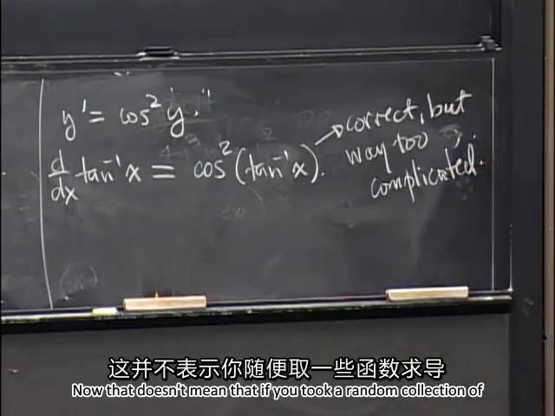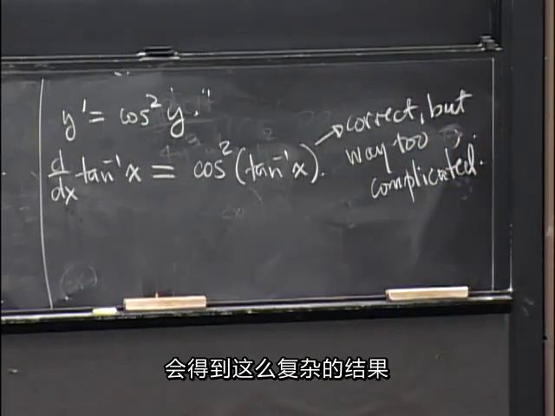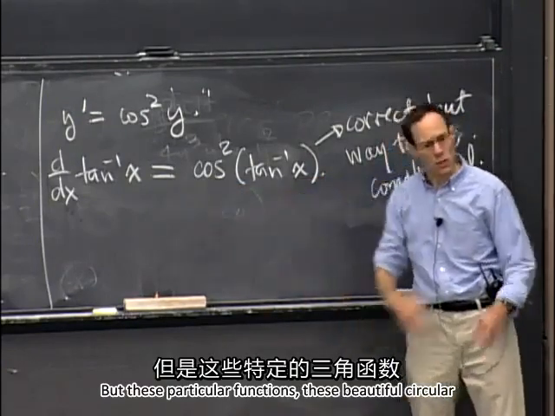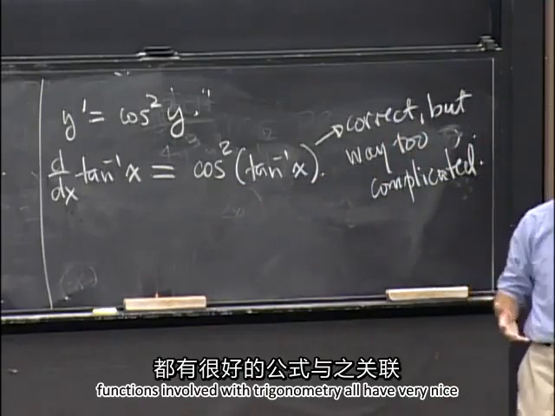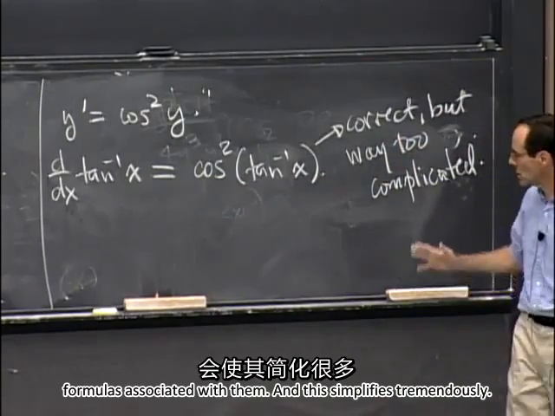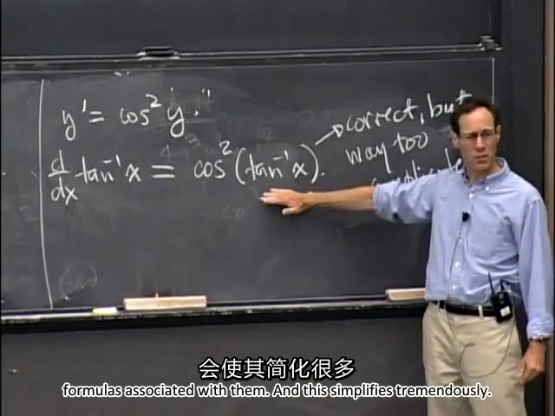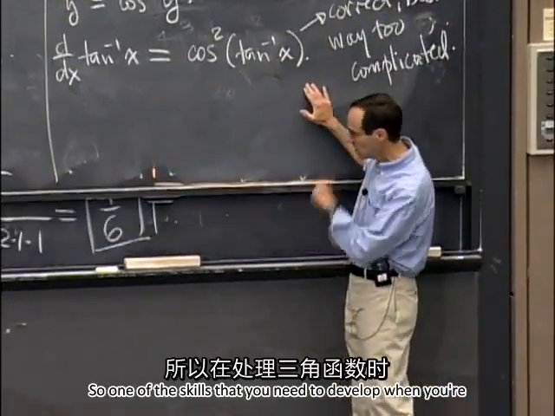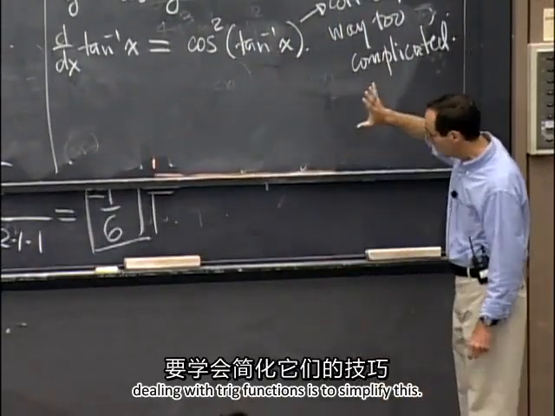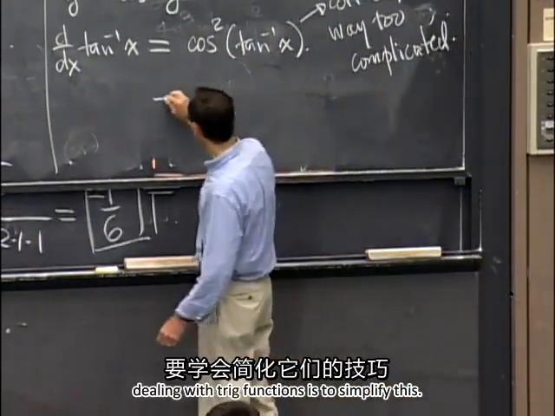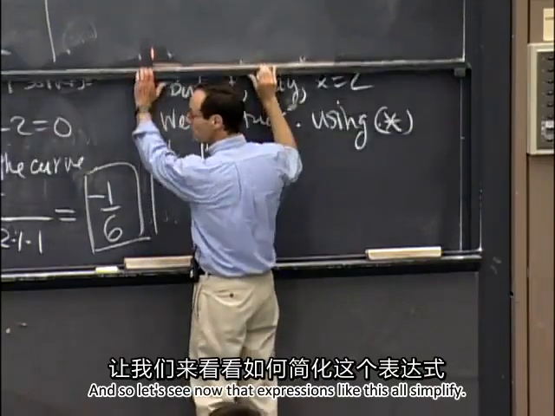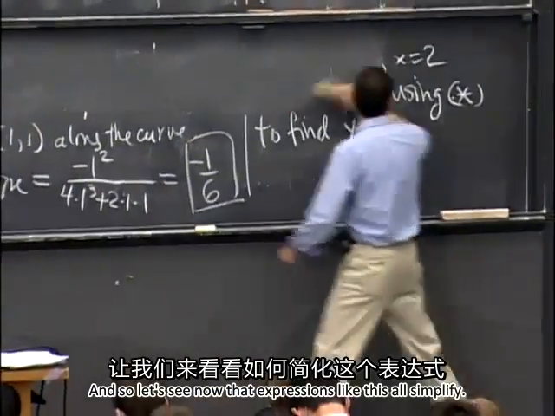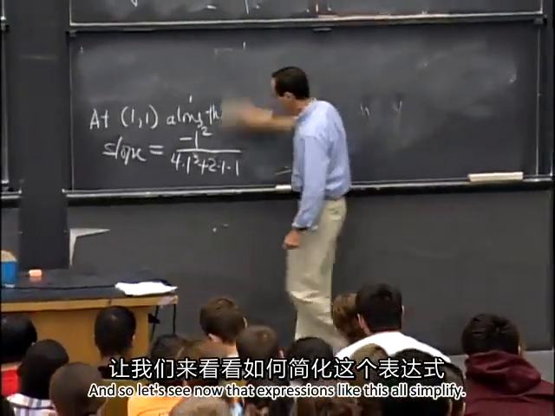Now, that doesn't mean that if you took a random collection of functions, you wouldn't end up with something this complicated. But these particular functions, these beautiful circular functions involved with trigonometry, all have very nice formulas associated with them. And this simplifies tremendously. And so one of the skills that you need to develop when you're dealing with trig functions is to simplify this. And so let's see now that expressions like this all simplify.